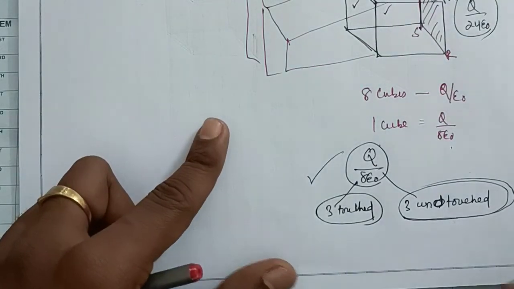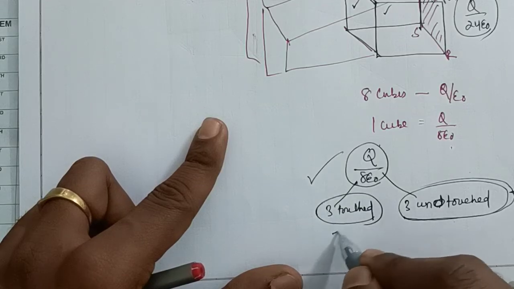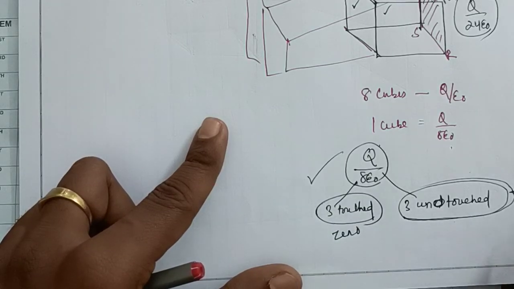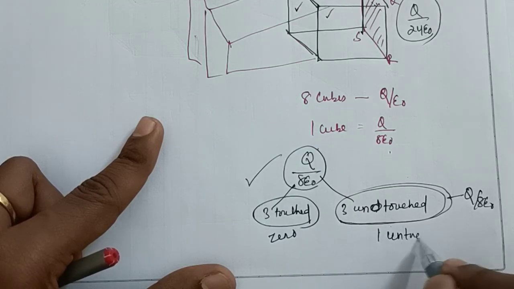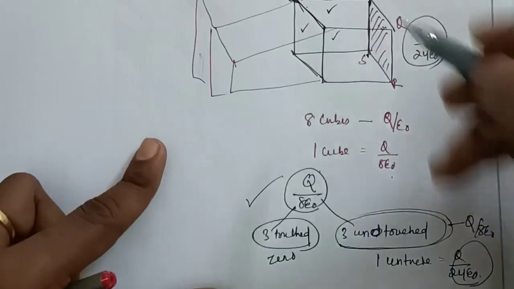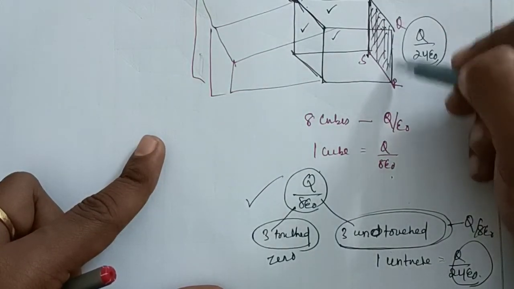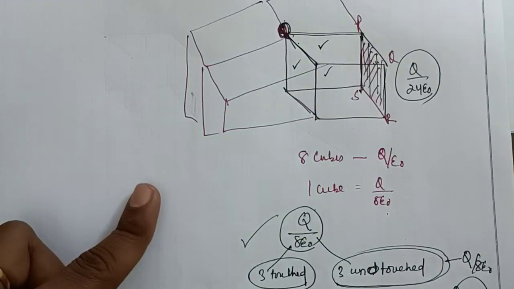I hope the scenario is clear. In 3 untouched faces, the flux is q by 8 epsilon naught, because here it is 0. So only in the 3 untouched faces is the flux q by 8 epsilon naught. In 1 untouched face, the flux is q by 24 epsilon naught. So in this untouched face, how much flux will pass? This is q by 24 epsilon naught. I hope the scenario is pretty clear to everyone.